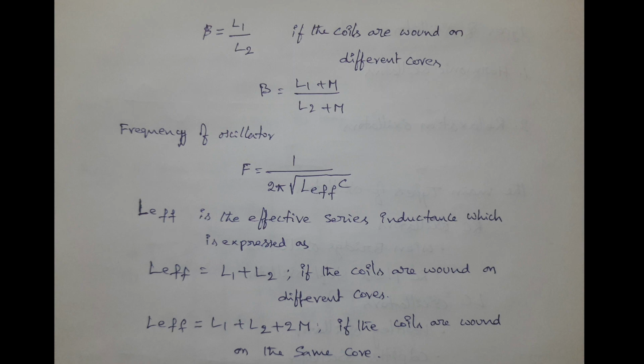The frequency of such an oscillator is given as F equal to 1 by 2 pi square root of L_eff times C, where L_eff is the effective series inductance, which is expressed as L_eff equal to L1 plus L2 if the coils are wound on different cores, and L_eff equal to L1 plus L2 plus 2M if the coils are wound on the same core. Okay, so this is about Hartley oscillators.